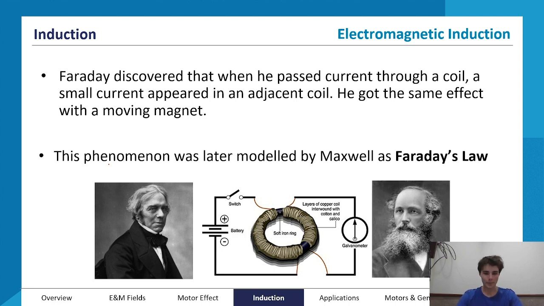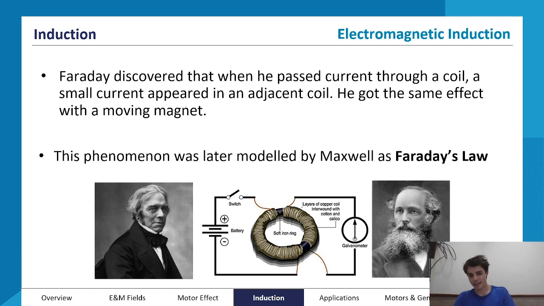You are normal. Anyway, what is electromagnetic induction? There's this guy, Faraday. I actually don't know if his first name was James. James Maxwell, sorry, I saw the word Maxwell, and I know Maxwell's first name was James. Not sure what Faraday's first name is. Either way, Faraday discovered that when he passed a current through a coil, a small current appeared in an adjacent coil. It turns out he could get the same effect by moving a magnet.